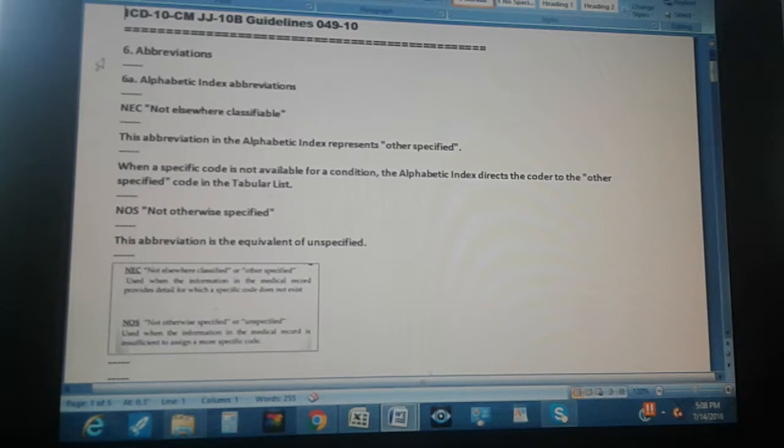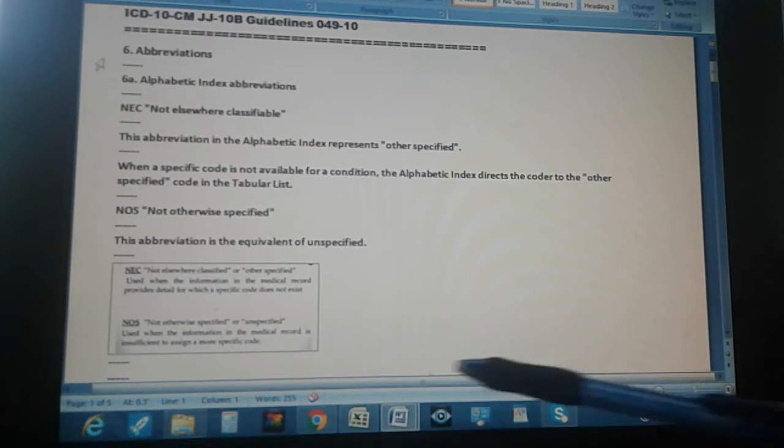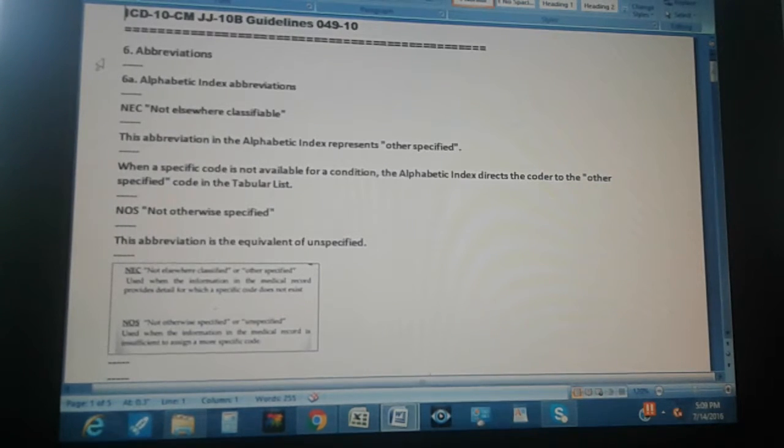NEC, not elsewhere classified or other specified, is used when the information in the medical record provides all the detail for which a specific code does not exist. And NOS, not otherwise specified or unspecified, is used when the information in the medical record is insufficient to assign a more specific code. So when do you query a doctor? When you have a NOS, because it means that the doctor has not given you all the information he has. That's our theory for today.